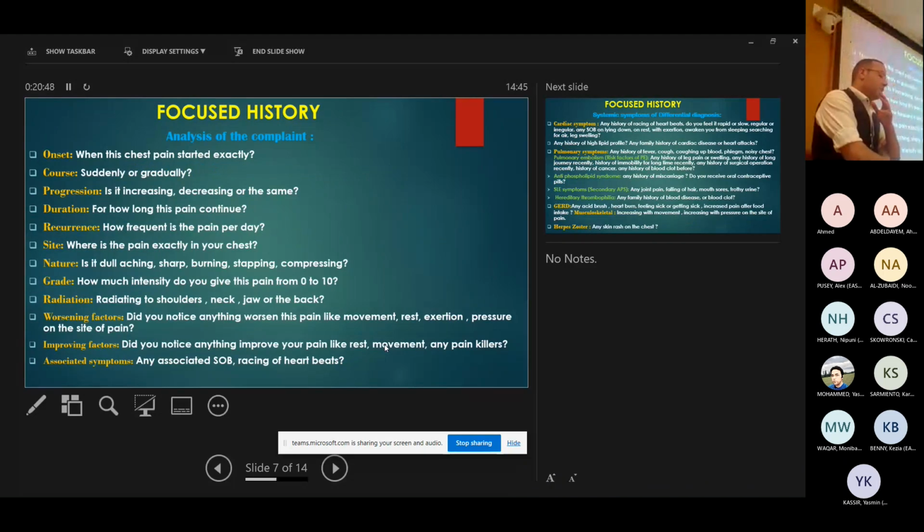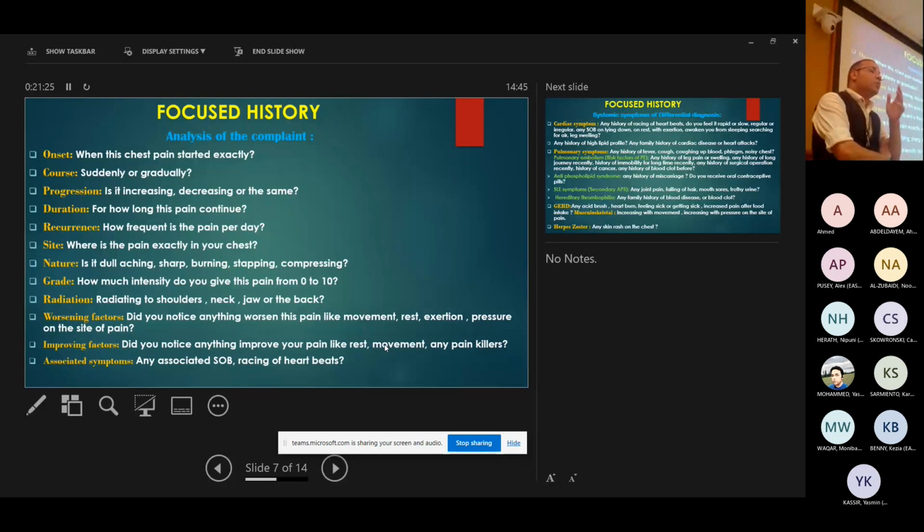Focus history, as we mentioned before. You have to make a very good analysis of the complaint. So chest pain: onset, course, duration, progression, persisting factor, improving factor, associated symptoms. And for any pain at all, you have to ask about the site of the pain, character of the pain, radiation of the pain, and intensity of the pain. So onset: when did this chest pain start exactly, suddenly or gradually? Is it increasing, decreasing, or the same, coming on and off all the time with you?